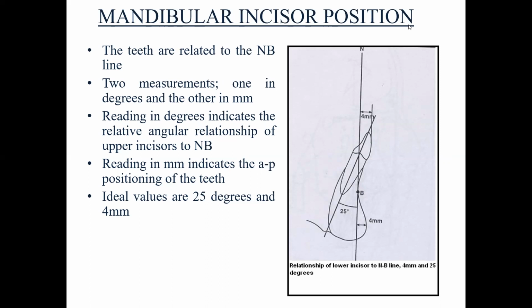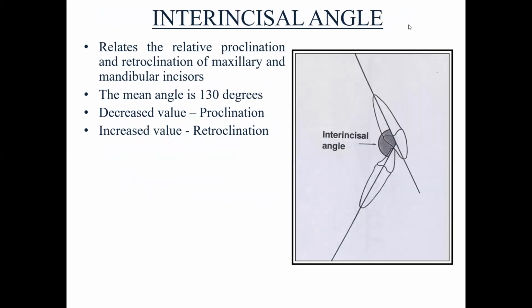Next, coming to the mandibular incisor position, that is the position of the teeth related to the nasion point B line. Here also, like maxillary incisors, there are two measurements, one in degrees and the other in millimeters. The angle measured in degrees is formed between the long axis of the mandibular incisor and the nasion point B line, and the angular value is 25 degrees. The linear measurement is from the incisal edge to the nasion point B line, which is 4 mm. Anything more than these values is considered as proclined mandibular incisors.